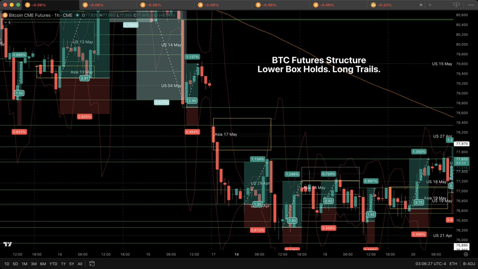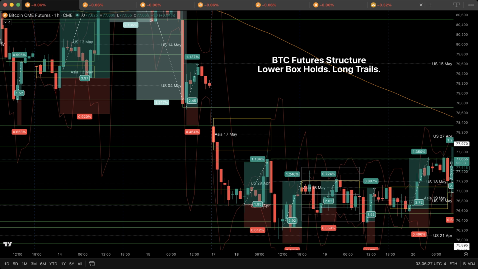Now step back and read the whole move. May 19th Asia forms almost directly on top of May 19th US memory. Price drops into the lower boundary of that memory. The downside cannot expand. Support holds. Price turns. It breaks the Asia upper boundary. Then it reaches the May 18th US upper boundary.